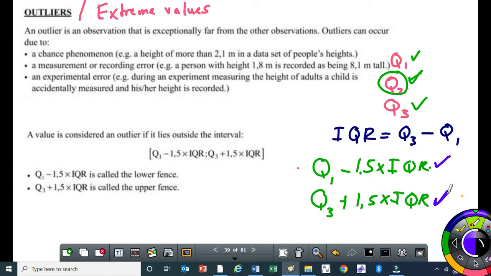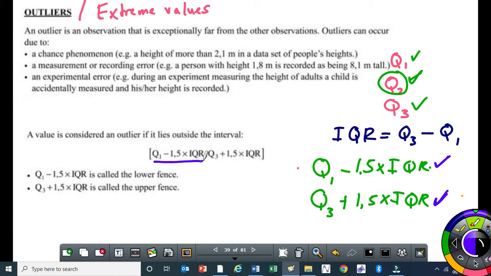So, just to summarize this: if any value in a data set is outside this interval, that is Q1 minus 1.5 times the interquartile range and Q3 plus 1.5 times the interquartile range, that value is considered an outlier.